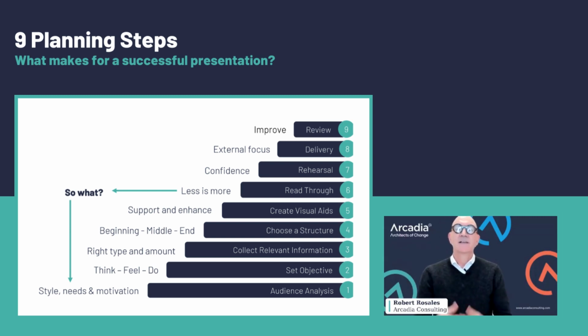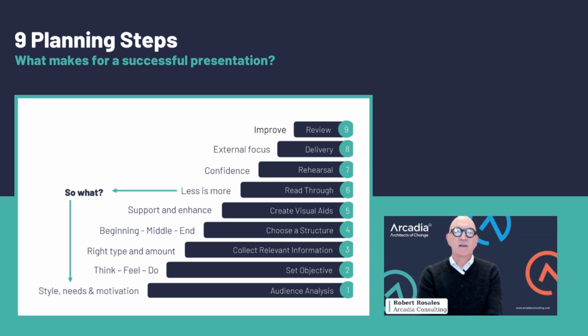Step number 2, set your objective. Start with the end in mind. What is your desired outcome? What are you really trying to accomplish? A useful way to frame this up is by asking the question, by the end of my presentation, what do I want my audience to think, to feel, and to do?